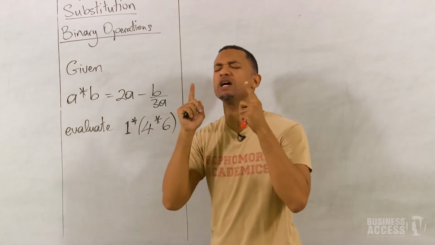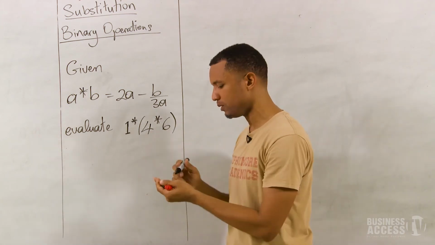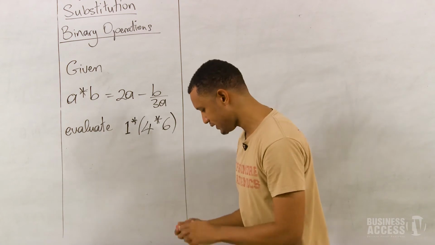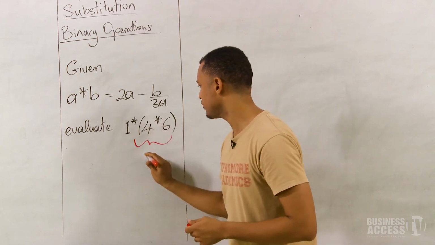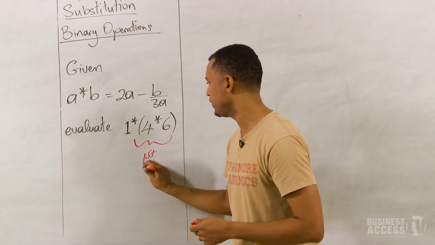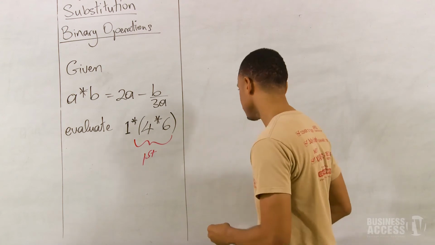All right, how do we approach that? Brackets first. We work out what's in the brackets first. So guys, we're going to pay attention to what is in the brackets first. 4 asterisk 6, we are doing that first, ladies and gents. So 4 asterisk 6, let's go.